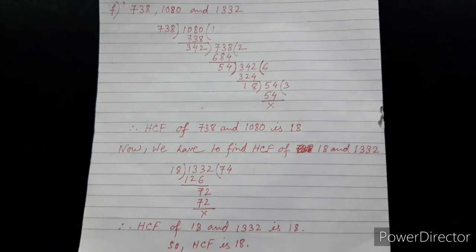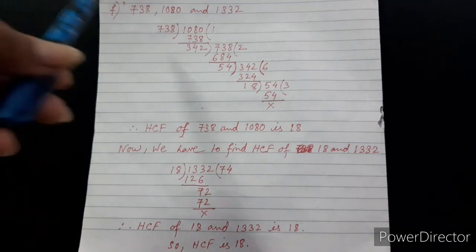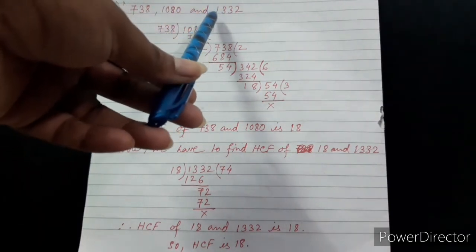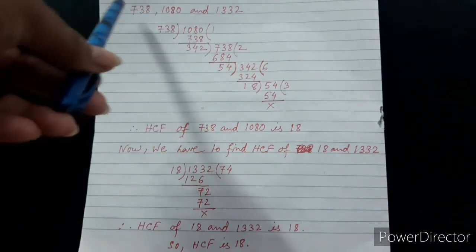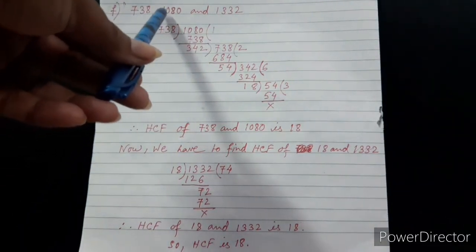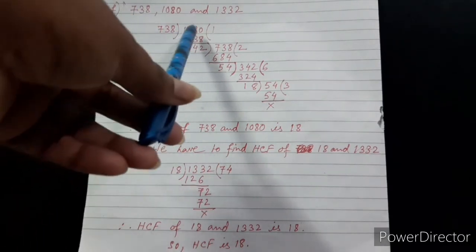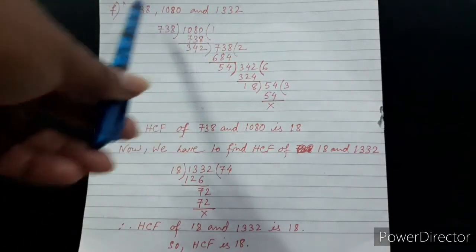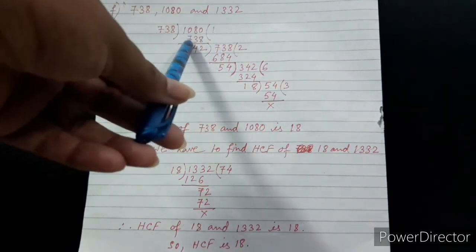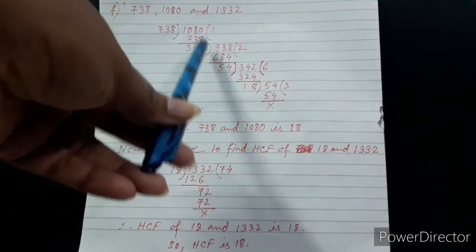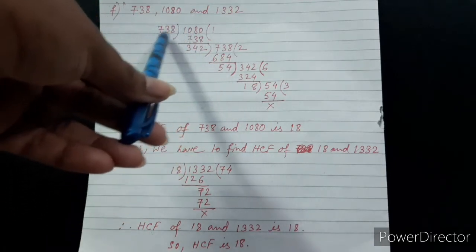Now the next sum. Sum number 7F. Find the HCF of 738, 1080 and 1332. First we consider 738 and 1080. 738 is smaller, so we divide 1080 by 738. 738 ones are 738. After subtracting we get 342, which is smaller than 738.